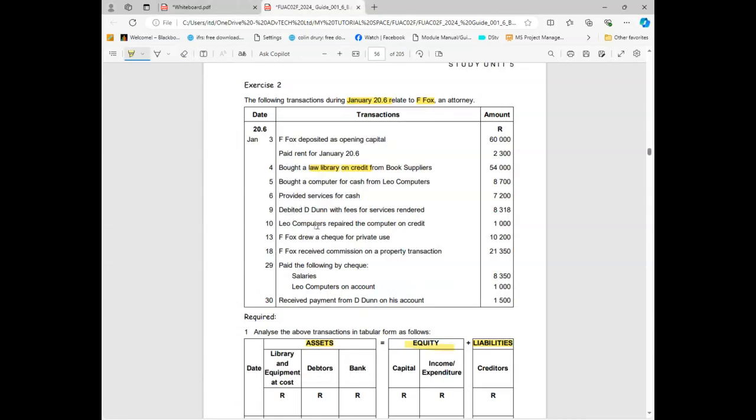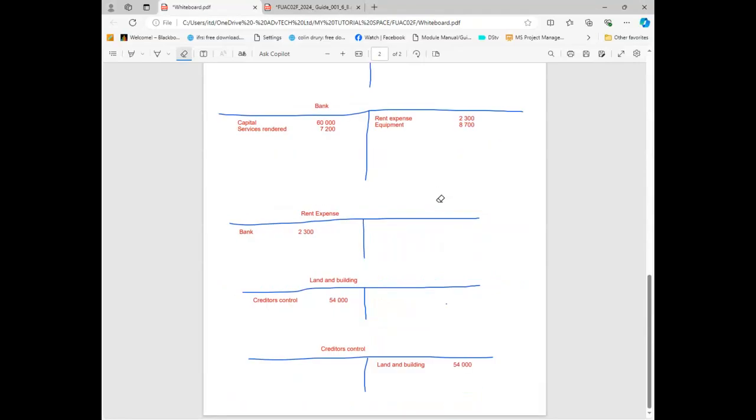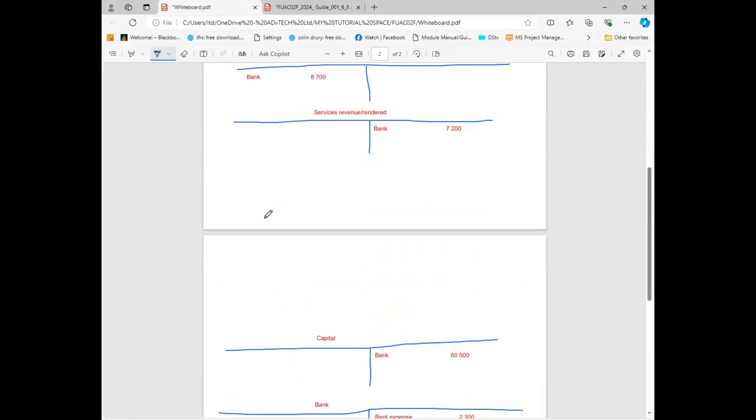The 9th, they say debtor Dee was debited for fees for services rendered. So two accounts. Debtors control, sir. Debtors control, I agree. And would it still be services rendered or service revenue? You are correct. Okay. Yes. To be debtors control.